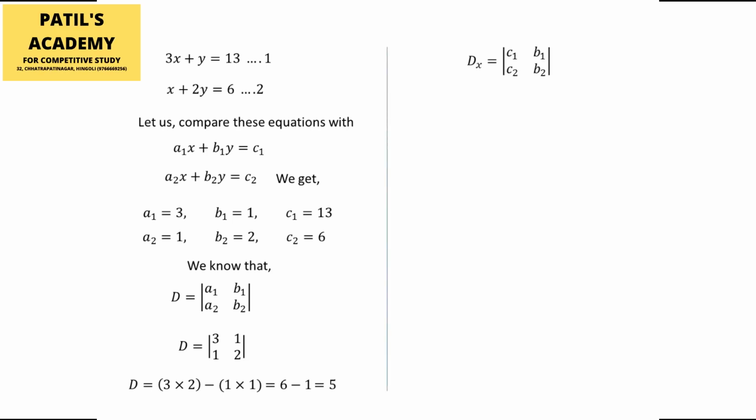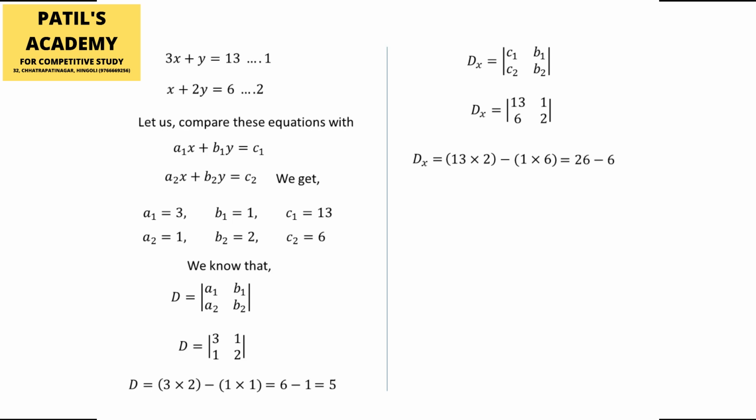Now we will find the value of Dx. In the form of determinant, Dx is equal to c1, c2 and b1, b2. So we will put the values. Now we will find the value of the determinant. Dx is equal to 13 into 2 minus 1 into 6. So it is 26 minus 6 equal to 20.